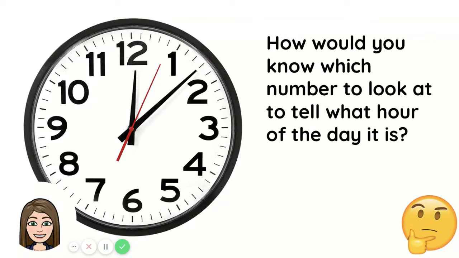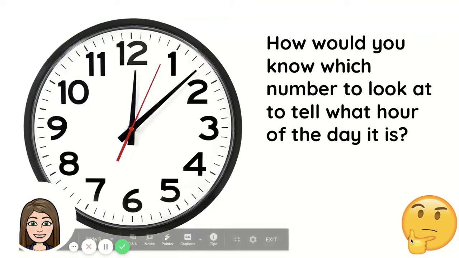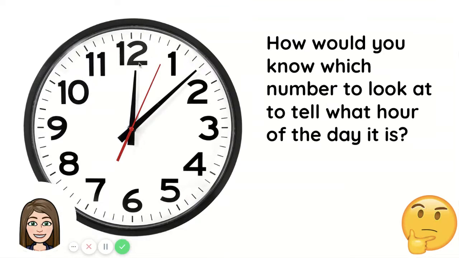Now, if you saw a clock that looked just like this, how would you know which number to look at to tell what hour of the day it is? Let's think about that. If you said, look at the number that the smallest hour hand is pointing to, you are correct. Way to go, firsties. Kiss your brain.